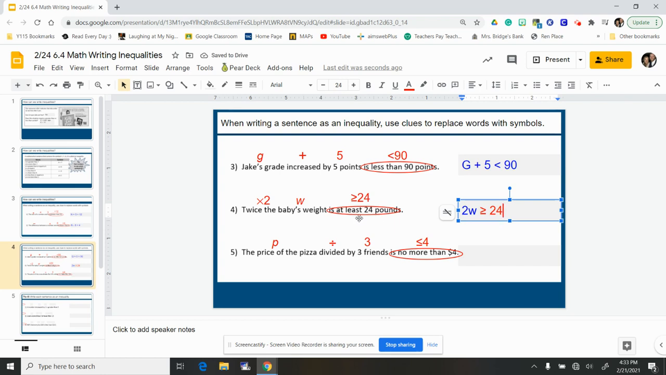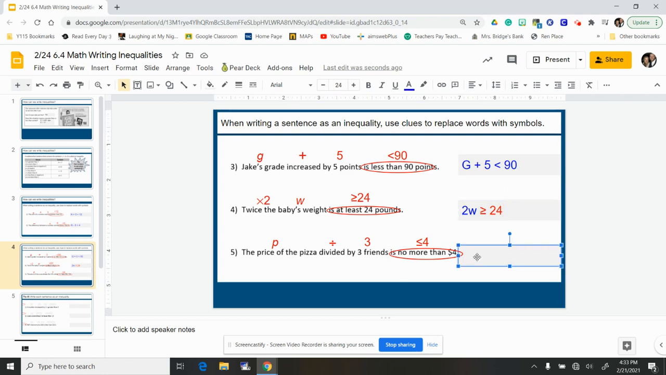Okay. All right, moving along here, we are looking at the price of the pizza divided by 3 friends is no more than $4. Okay, so looking at the variable, what kind of math is going on, I'm going to let you go off and try this one on your own, and we'll come back and show the answer.